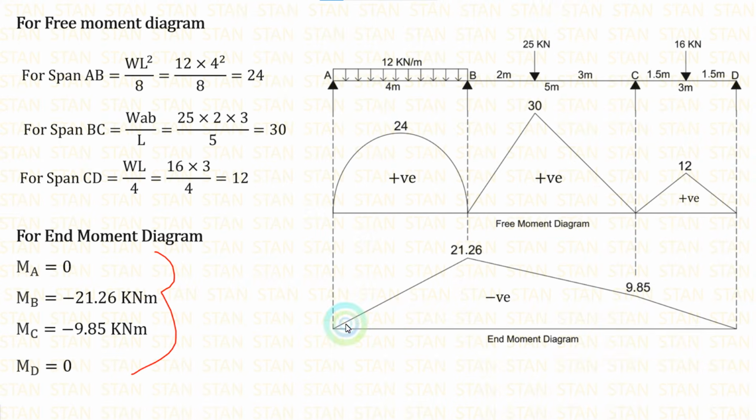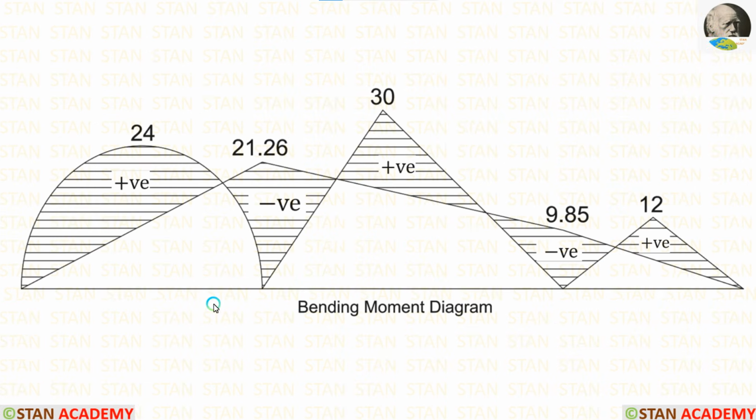Using the end moments, we can make the end moment diagram. To get the bending moment diagram, we have to combine the free moment diagram and end moment diagram. Then, wherever they are alone, we have to mark. Here, the free moment diagram. Here, end moment diagram. Free moment diagram. End moment diagram. Finally, the free moment diagram. Wherever they are acting together, we are not marking anything. We just keep the space empty.